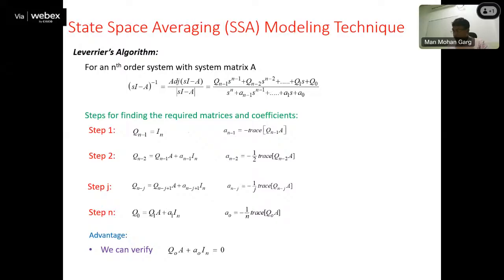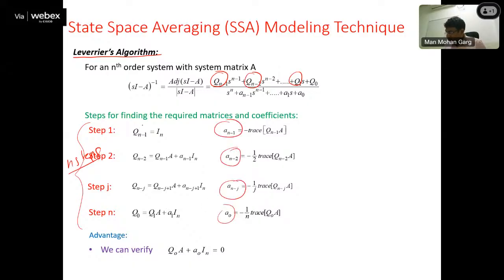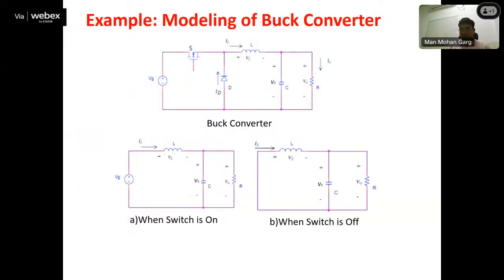Okay, fine. So we were here at this point, Leverrier algorithm. So in Leverrier algorithm, we have seen that we can find these different matrices using these n steps for an nth order system. And if these n steps are found out, then we can find these n coefficients and n matrices. Now, based upon these n coefficients and n matrices, we can get this resolvent matrix, and we will see how to use this. We will see today practical examples, and most important is that we can verify it using this equation. Okay. So now we have seen how to do the modeling of buck converter, considering the ideal one.